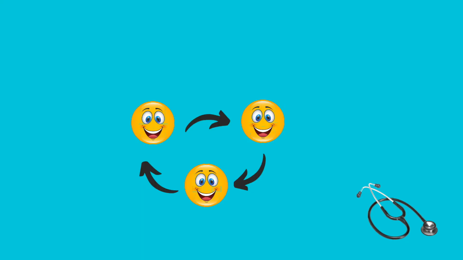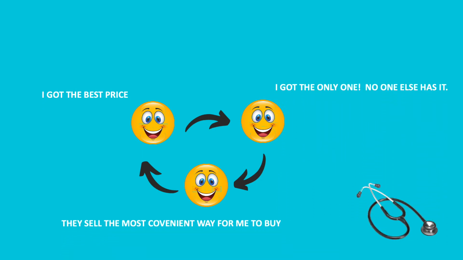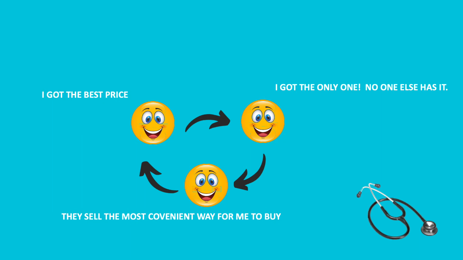So what are these 3 emotions? All 3 of these emotions result in a very happy customer, and that's my goal for you as a small business owner. So is your happy customer the one that got the best price, the one that got the only one and no one else sells it, or the one that purchased it in the most convenient way to buy it?